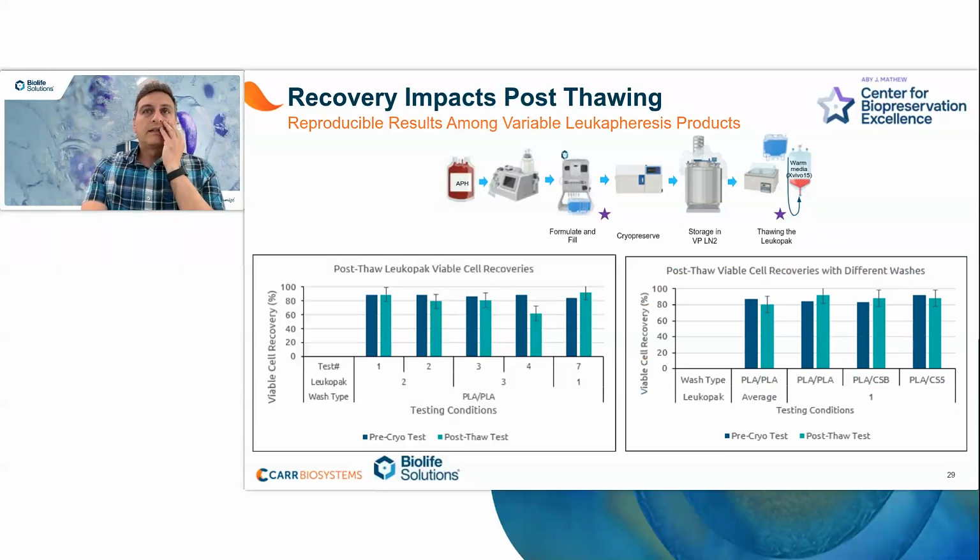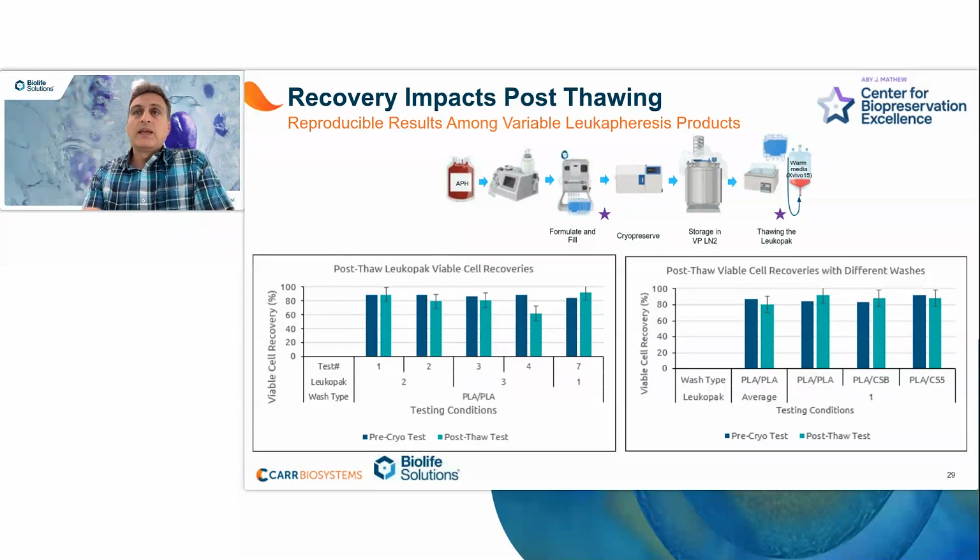Looking at whether we wash and elute in Plasmalyte, or can we elute in something else that is more compatible with the CryoStor formulation, which is CryoStor base. You can compare the 3rd set of bars with the 2nd set of bars. Very, very consistent recoveries in terms of total viable cell recoveries, almost identical.